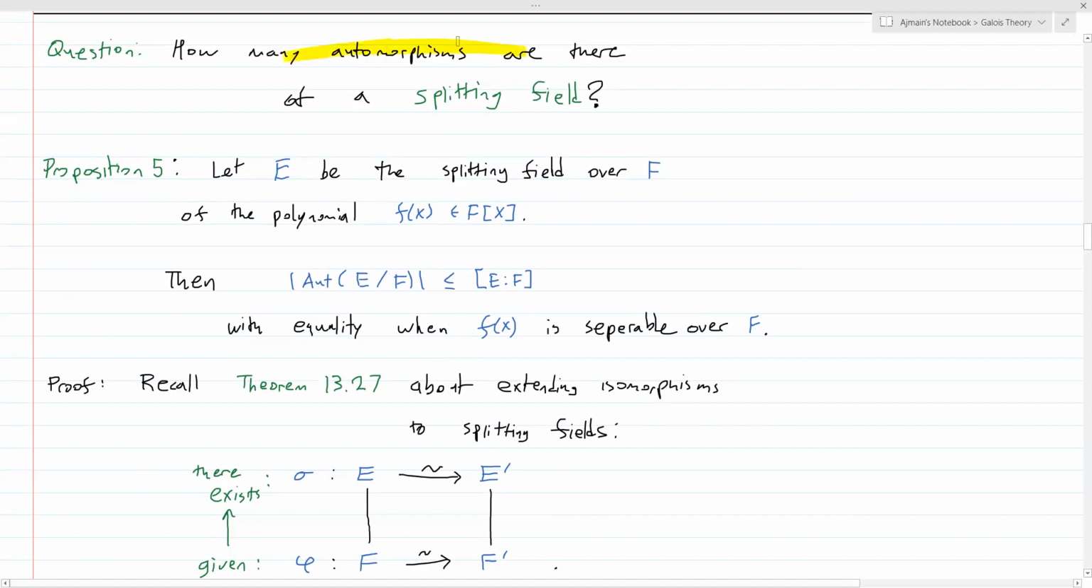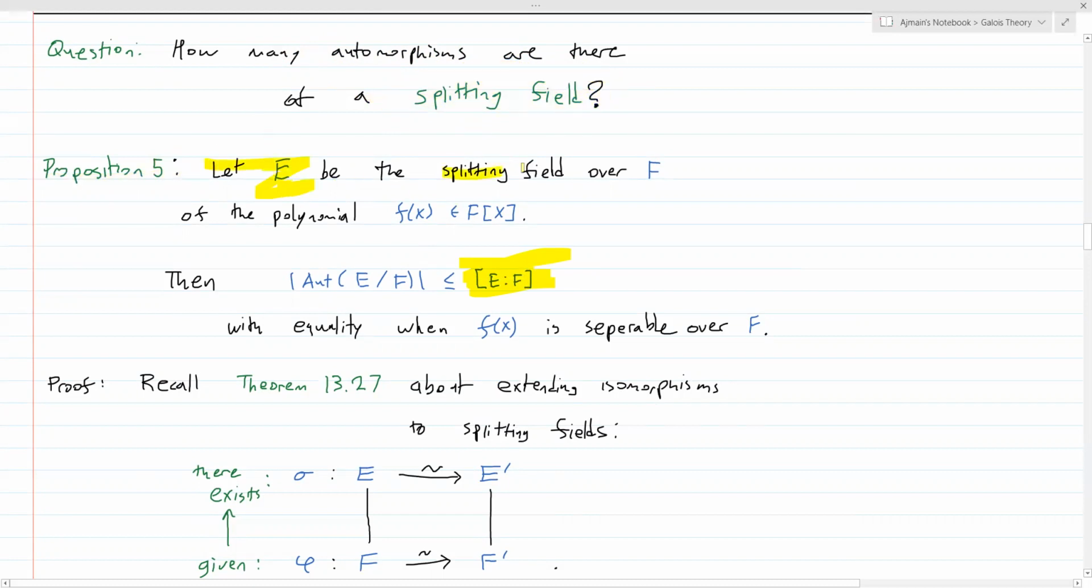So any automorphism has to permute the roots of polynomials. So splitting fields include all of the roots of a certain polynomial. So we expect them to have as many automorphisms as the maximum number allows. So proposition 5 says this maximal number is the degree of the extension. So I'll read the statement.